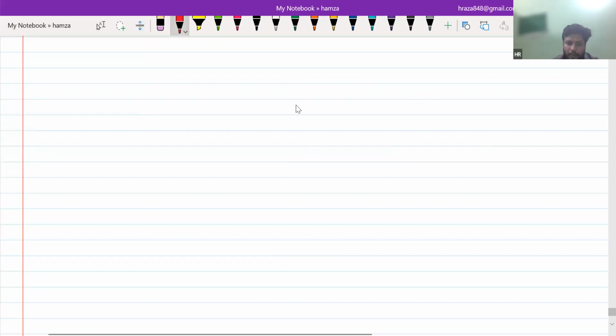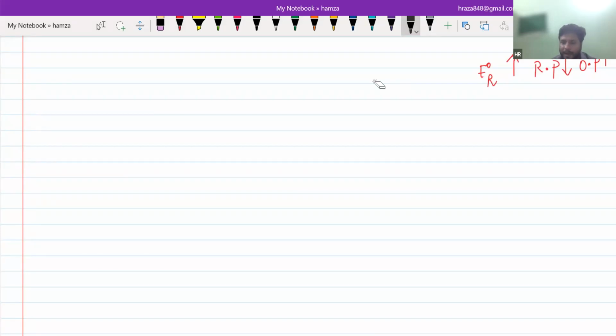Always remember that if E naught R value increases, E naught R, that means I have written like E naught R. The value of E naught R increases, that means reducing power decreases and oxidizing power increases. You can easily see the value, and you can easily plot which one has higher value and which one has lower value. Now the question.